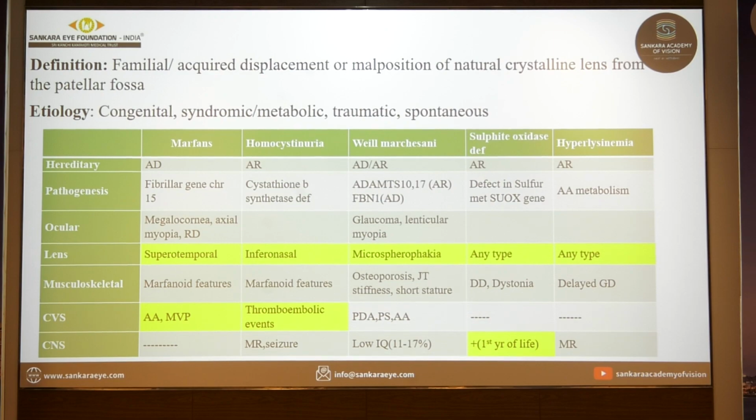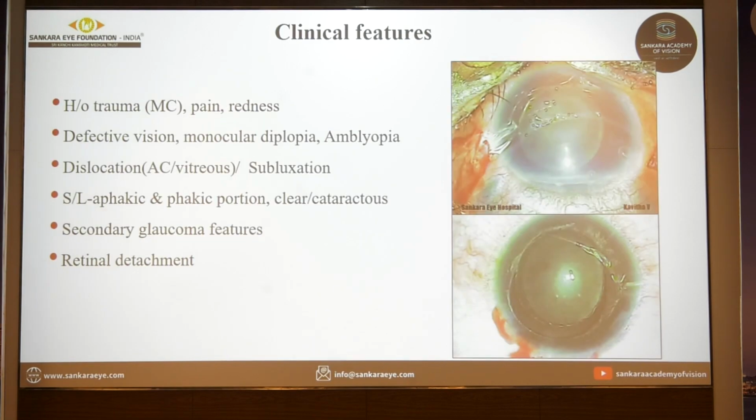There are various syndromes: Marfan's, homocystinuria, Weill-Marchesani, sulfite oxidase deficiency and hyperlysinemia. One clue is the way it is subluxated. We can take a clue to the diagnosis along with the other clinical evaluation. The clinical features being pain, redness, depending on how the patient is brought in. Most common being defective vision. There could be monocular diplopia and associated amblyopia.